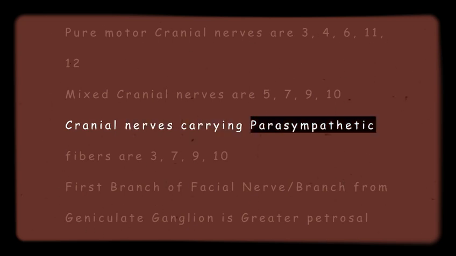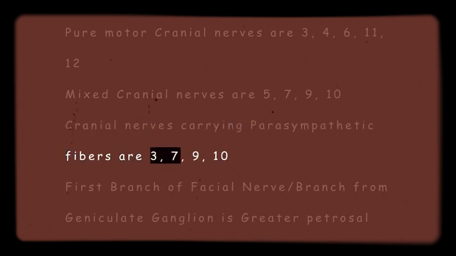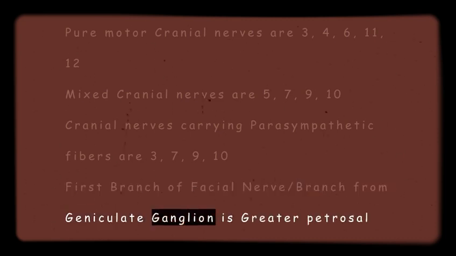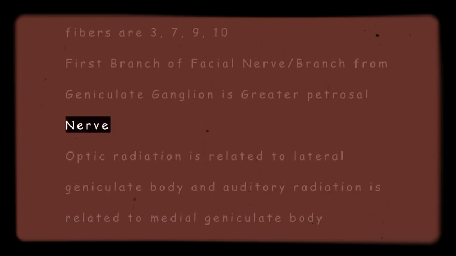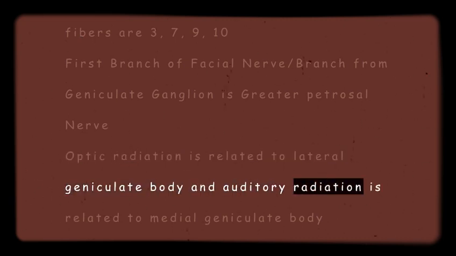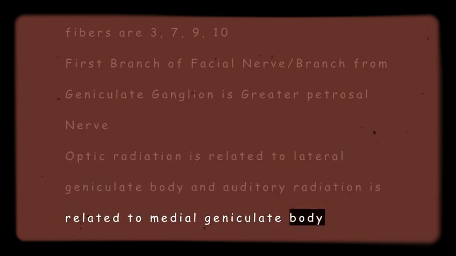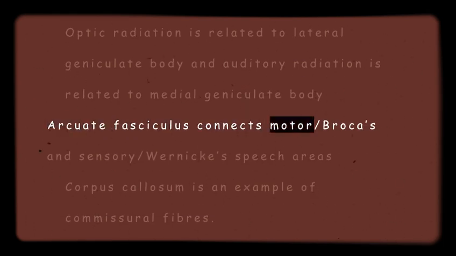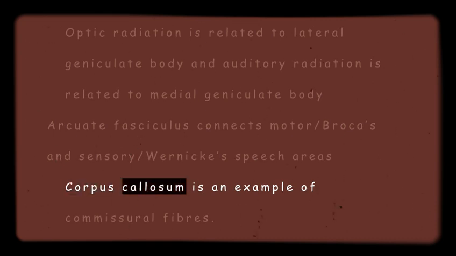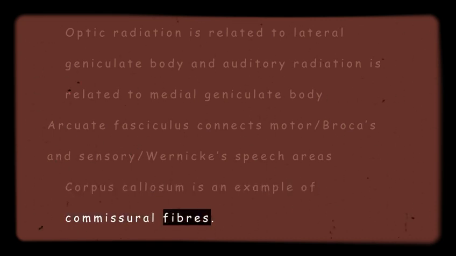Cranial nerves carrying parasympathetic fibers are 3, 7, 9, 10. First branch of facial nerve / branch from geniculate ganglion is greater petrosal nerve. Optic radiation is related to lateral geniculate body and auditory radiation is related to medial geniculate body. Arcuate fasciculus connects motor / Broca's and sensory / Wernicke's speech areas. Corpus callosum is an example of commissural fibers.